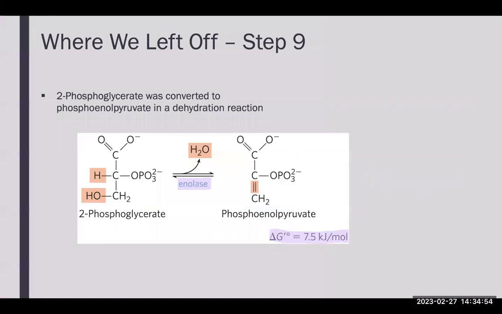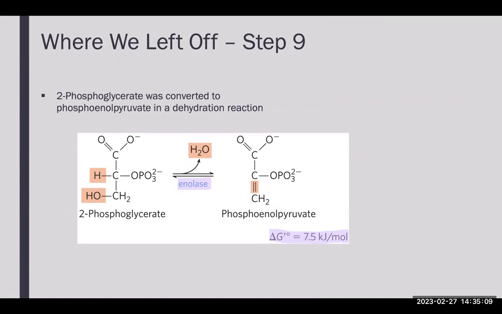We briefly discussed this reaction. This is the 9th step in the glycolysis pathway, and it sees the conversion of 2-phosphoglycerate to phosphoenolpyruvate with the use of enolase, and this is a dehydration reaction.